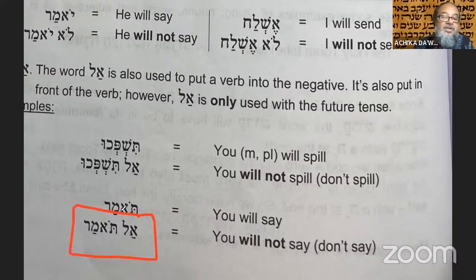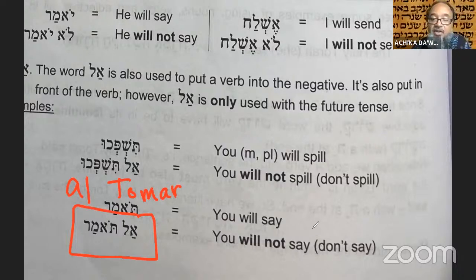Al tomar. If I wrote it out like that, it's al tomar. Okay. That means not, you will not say. So in English, don't say it.